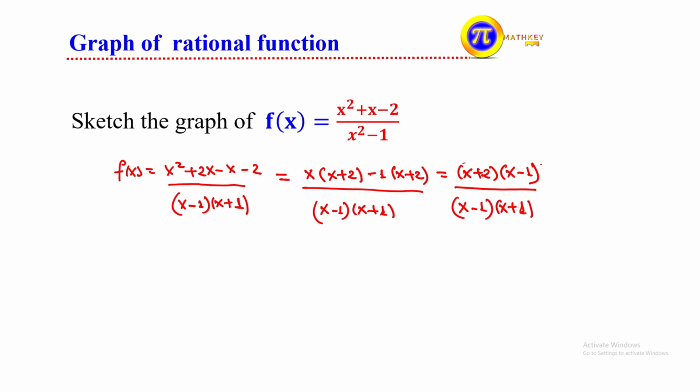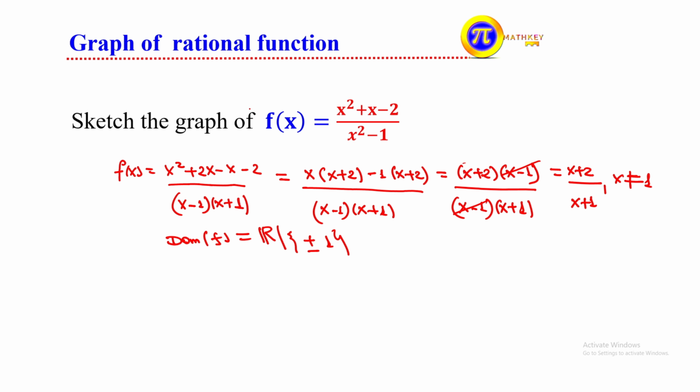From the numerator and denominator, x minus 1 is a common factor, so we cancel it. What remains is x plus 2 divided by x plus 1, when x is different from 1. From this we can restrict the domain of this function: all real numbers except 1 and negative 1. Or we can say the domain of f is all real numbers except the zeros of the denominator, that is, except plus or minus 1.